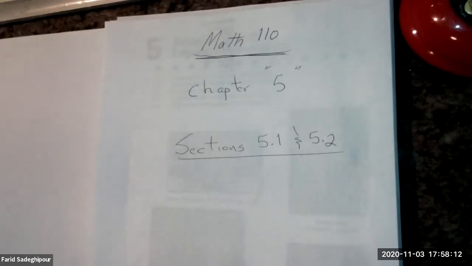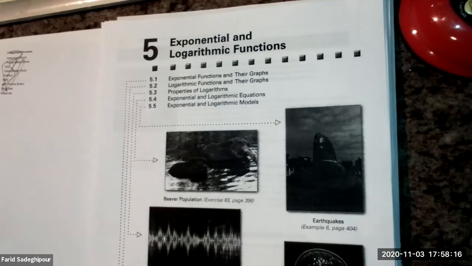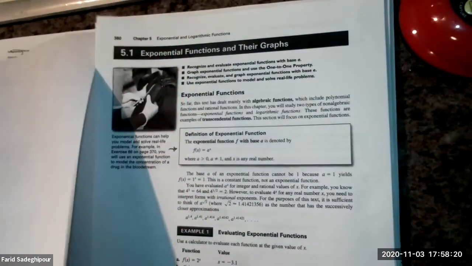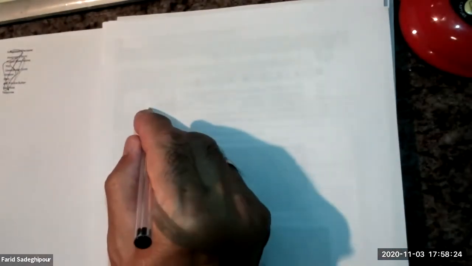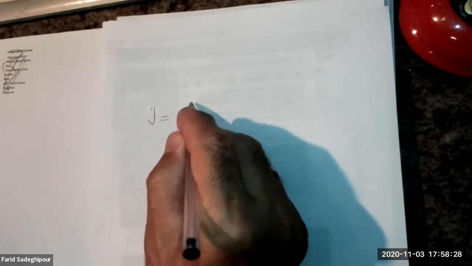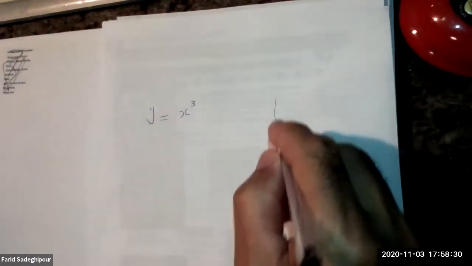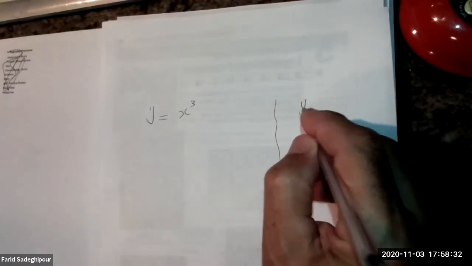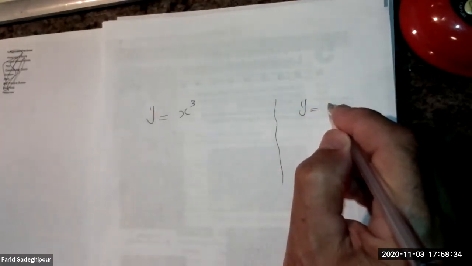Chapter 5, Sections 5.1 and 5.2, exponential and logarithm functions. First, you need to understand the difference between these two equations. One is y equals x to the power of 3, versus y equals 3 to the power of x.